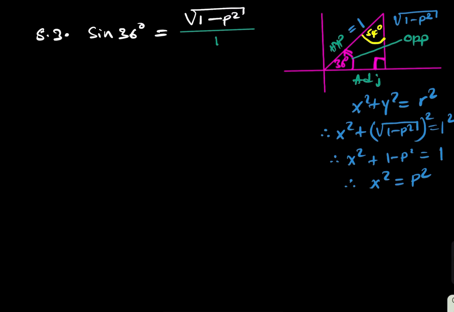So you want to solve for the x, or rather the adjacent side. That becomes x is equal to. You normally say plus or minus if it's quadratic, but this time around, I'm going to write positive p on the basis that we are in the first quadrant. And in the first quadrant, everything is positive. So you have the value of p for the adjacent side.